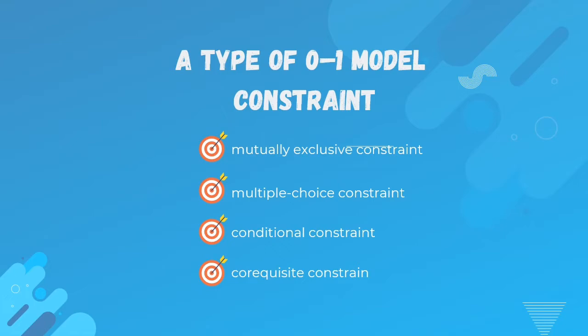The next one is the multiple choice constraint. Kapag naman pumili, or the model forces a choice between the two facilities or variables.